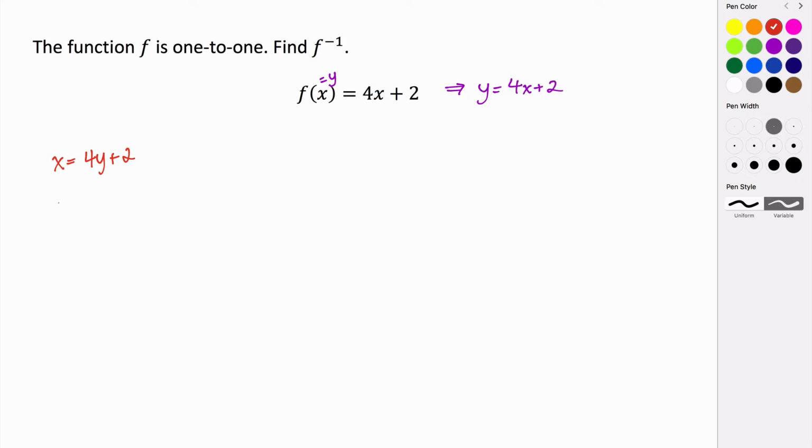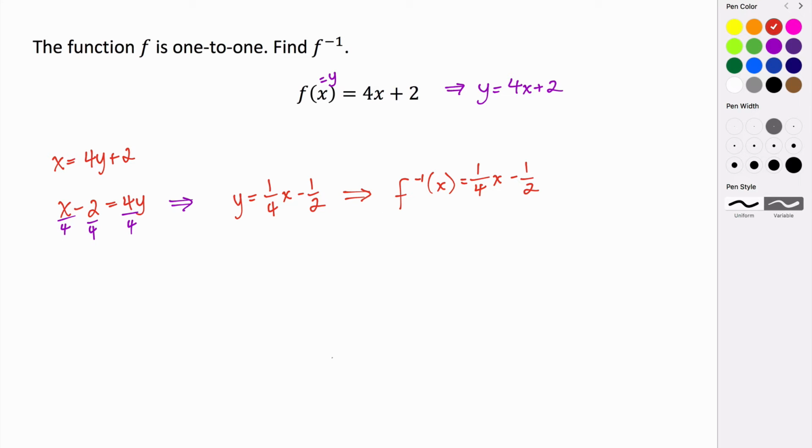I'm going to subtract 2 from both sides. So we have x minus 2 equals 4y. Then to solve for y, we're going to divide everything by 4. So divide by 4, and from this, we get y equals x over 4, or 1/4 x minus 2/4, which is minus 1/2. So this is the inverse of our function, and we can write it as f inverse. So f inverse of x is equal to 1/4 x minus 1/2. That would be our inverse of this function.